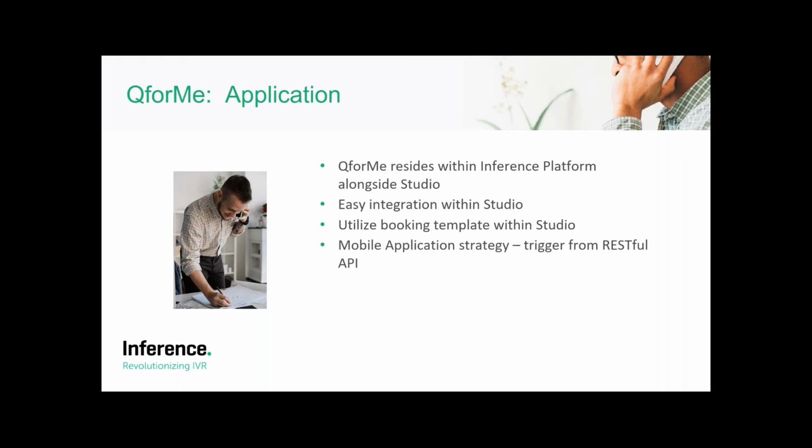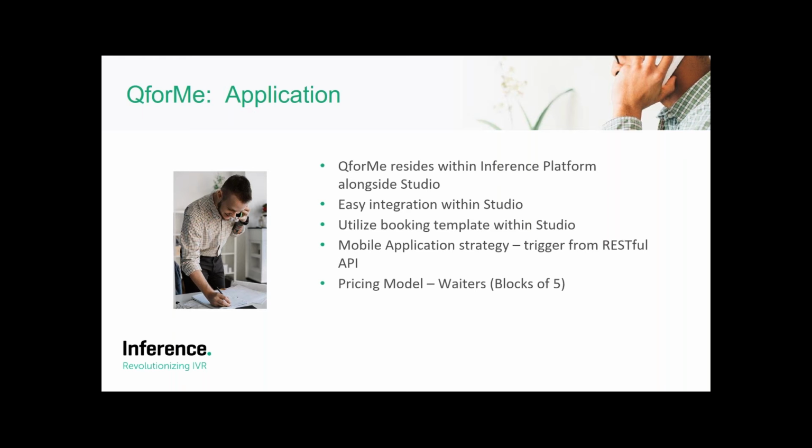The other way of using QforMe is actually integrating it into your mobile application strategy. So what I mean by that is QforMe basically is driven by API, and typically those APIs are triggered by, say, a call flow in Studio, i.e. a booking script, for example, but it doesn't have to be driven that way. You can actually just trigger those APIs directly, for example, through a direct integration from your website or through a mobile application on, say, your iPhone or your Android device. So you can actually just put yourself into the queue without actually having to ever ring the contact center. Rather, the contact center works in reverse and will ring you when you're at the front of that queue.